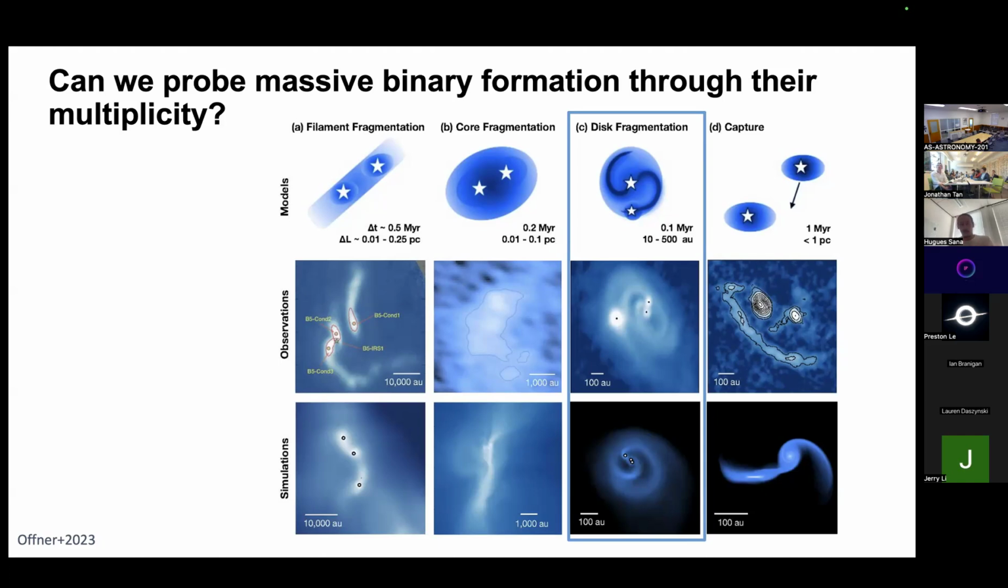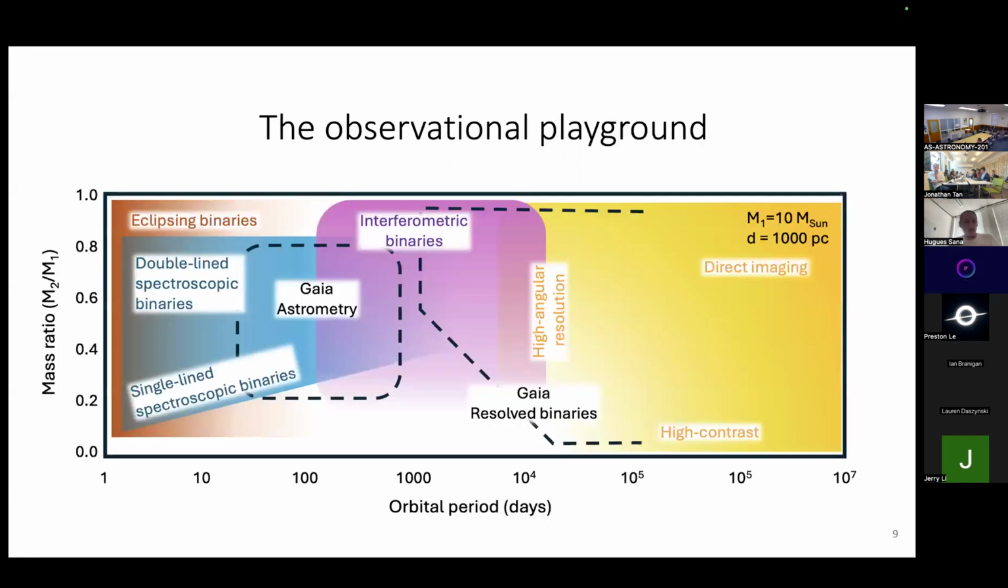Don't hesitate to correct me because it's not my core business, these disks, but that was at least my understanding. What is more my core business is this. This is the observational parameter space. On the horizontal axis are orbital periods, or separation between components. Because you need to cover 4 to 5 orders of magnitude, you cannot do that with a single technique, and to be able to say something, you need to combine different techniques.